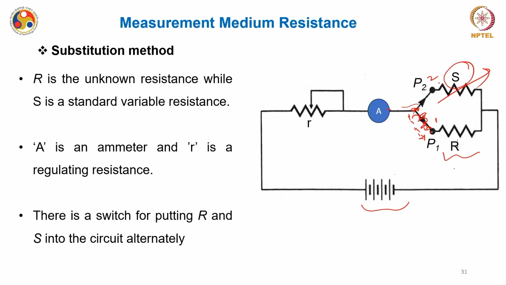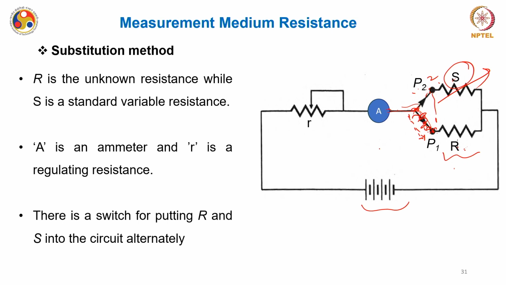So, if I connect this switch to point 1, it means the unknown resistor is connected, and I can move this switch to point 2. This is called position 2, which means the standard variable resistance is now connected. Both cannot be connected at once. It is connected once to this and then to this, and we will see what this means and why we are doing all these exercises. So, R is the unknown resistance that we want to measure, and S is the standard variable resistor.